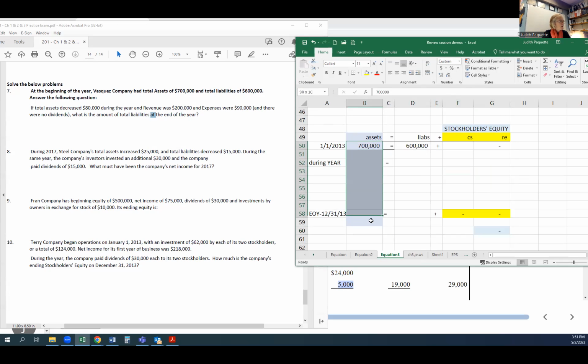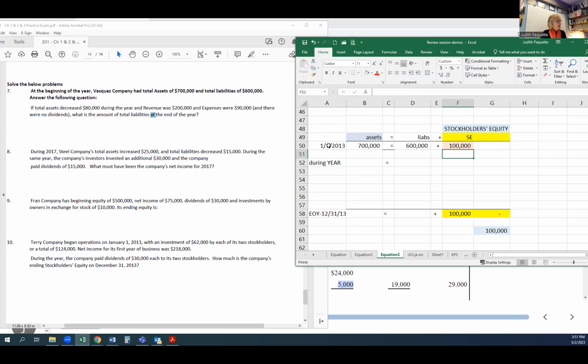So you know total assets and you know total liabilities. They don't give you common stock or retained earnings, but I'm going to take those out and just call them stockholders' equity, the total of those two. If you know assets and liabilities, what does stockholders' equity have to be? 100,000, yeah. We just calculated that because the left side has to equal the right side.